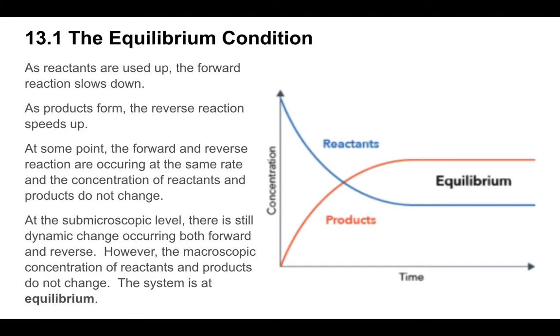Now, at the submicroscopic level, if we could see what was happening between the molecules, we would still see reactions occurring. It's just the forward reactions and the reverse reactions are happening at the same rate. The system is at equilibrium, but it's a dynamic equilibrium where reactants and products are continually changing place. Just the rate is the same in both directions, so you don't see macroscopically any change in concentration of either reactants or products.